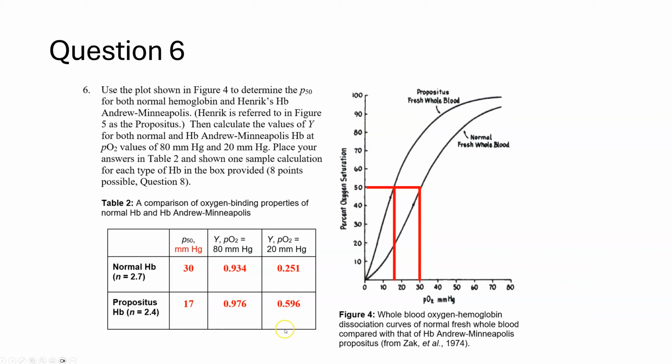I didn't ask you this, but it's kind of interesting that the propositus, that's Henrik, if you look at his P50, it's very, very low. So his hemoglobin has a high oxygen binding affinity. You can see it doesn't release as much oxygen. And he's got less cooperativity too, because his n is lower. But that's just for interest. We didn't cover that on the reassessment.